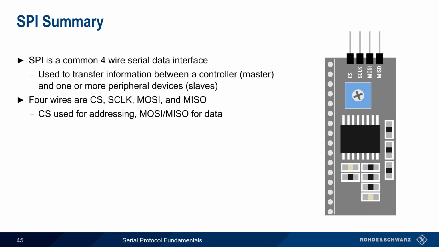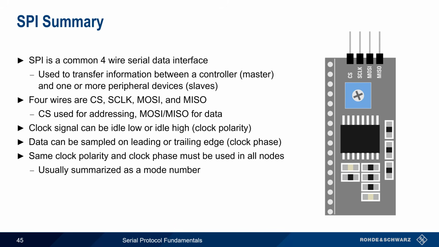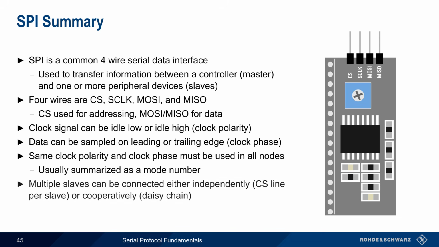The SPI clock signal can be either idle low or idle high, and data can be sampled on either the leading or trailing edge of clock pulses. Note, however, that the clock polarity and clock phase must be the same for all nodes. These parameters are usually summarized in the form of a mode number. And finally, multiple slaves can be connected to a single master either independently, that is, with a separate CS line for each slave, or in a cooperative daisy chain arrangement.